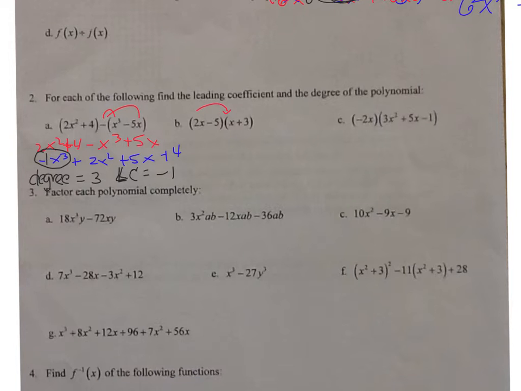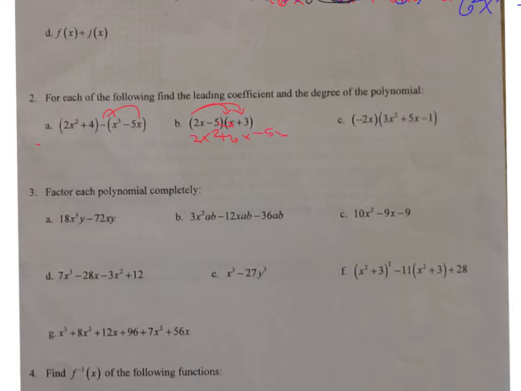So 2x times x is 2x squared. 2x times 3 is 6x. Negative 5 times x is negative 5x. And negative 5 times 3 is negative 15. Combine like terms, we get 2x squared plus x minus 15.